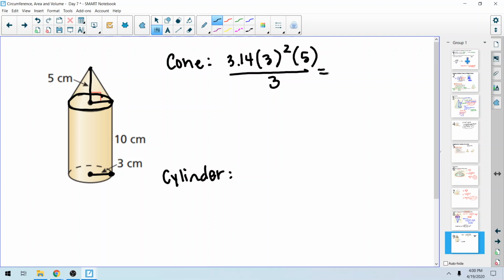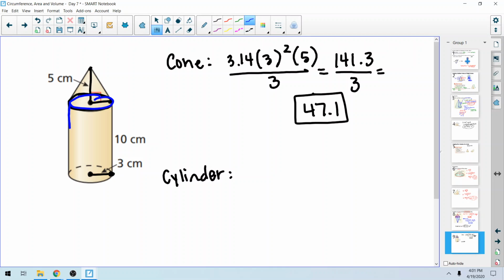So grab your calculator. 3.14 times 3 squared times 5 is 141.3, and then we still have to divide that by 3, which is 47.1. Okay, keep a hold of that. That's your cone. Now, moving on to your cylinder.